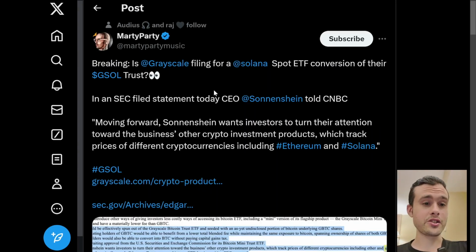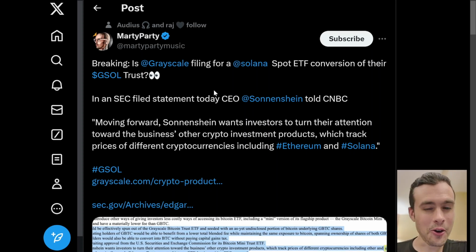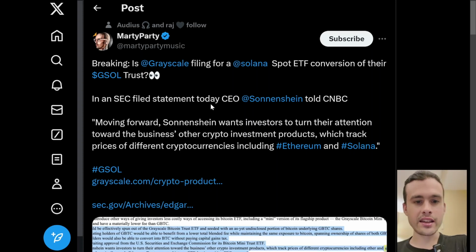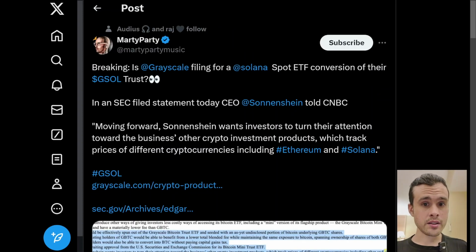I thought this was quite interesting as well: Grayscale is filing for a Solana spot ETF conversion for their GSOL trust. Now, their GSOL trust is at an absolute premium. Last time I checked, it was like $520 for one Solana. Absolutely crazy. I don't know, this probably won't go very far, but they're at least giving it a go. So we'll have to see just how much progress they make and where they go with it, but good on them for giving it a go at least.